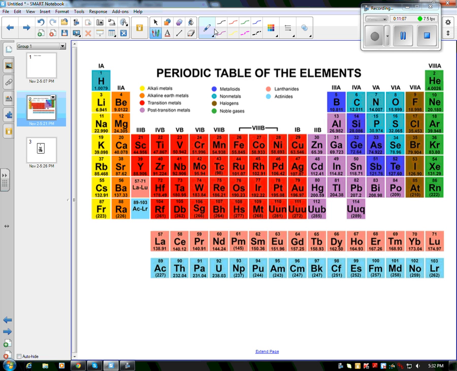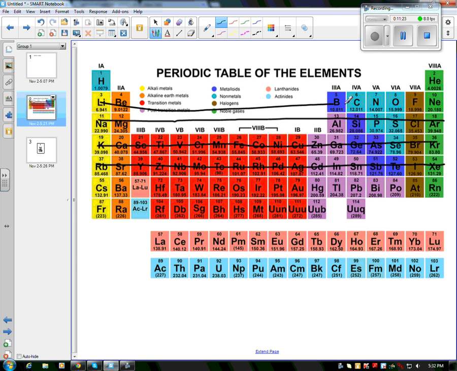Now, across these horizontal rows, these are called periods. So all these rows are called periods. That was a nice straight line. And there are certain reasons why those are that way also.